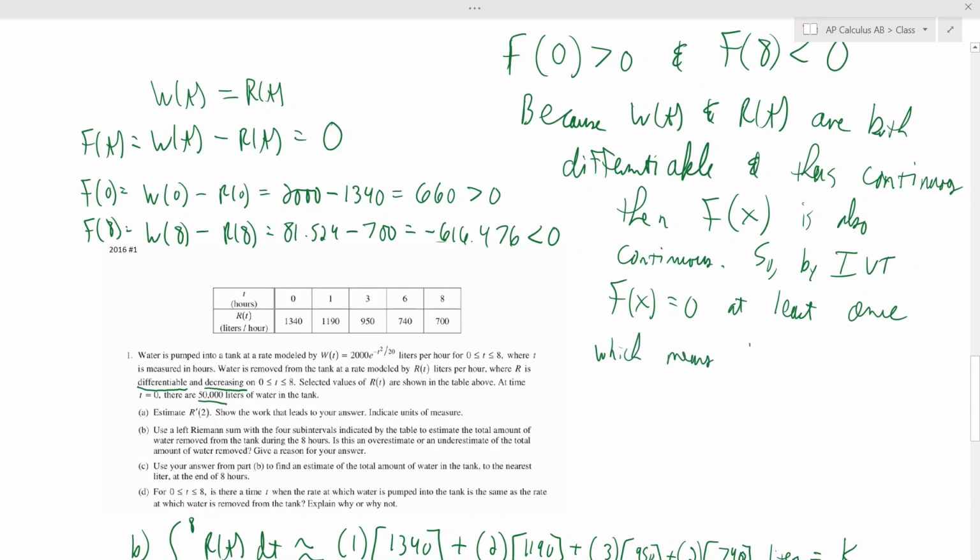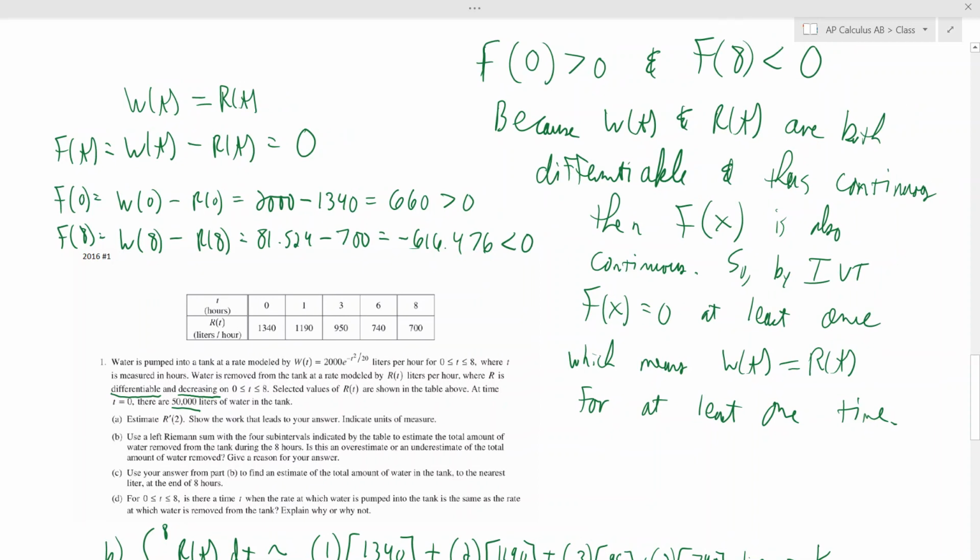Which means W of t has to equal R of t for at least one time. Whew, okay, so there's a lot of writing there. You might be able to make that a little bit more concise, but the main thing is if they ask you, does a function ever have to equal another function? The key thing is move them both to one side and see if that difference will ever equal 0. Usually at one endpoint it's positive, at the other endpoint it's negative, which means somewhere it has to be 0, which means W and R, or whatever functions they give you, have to be equal at least once. Okay.